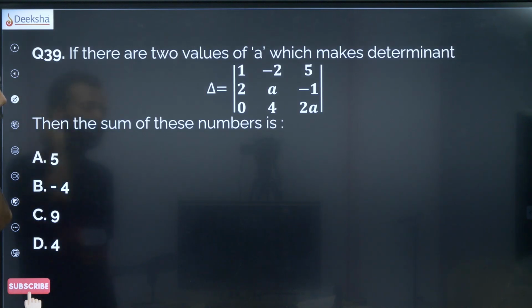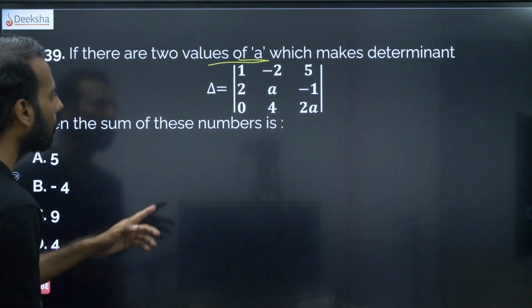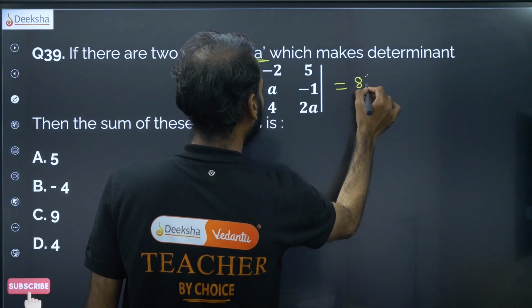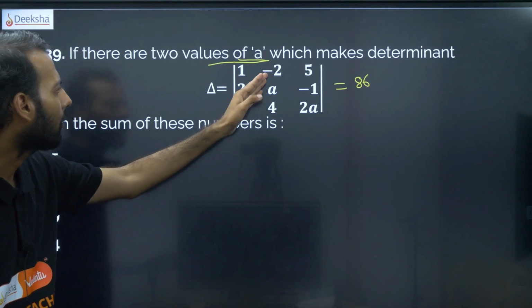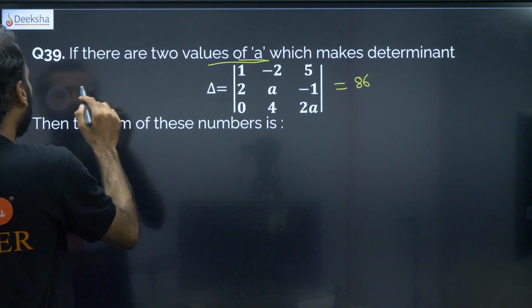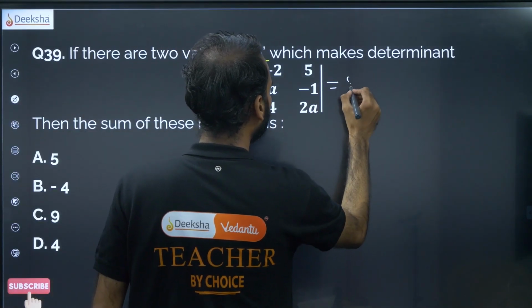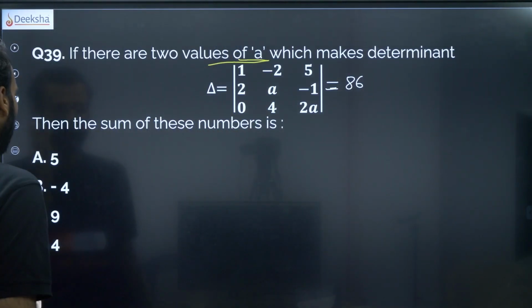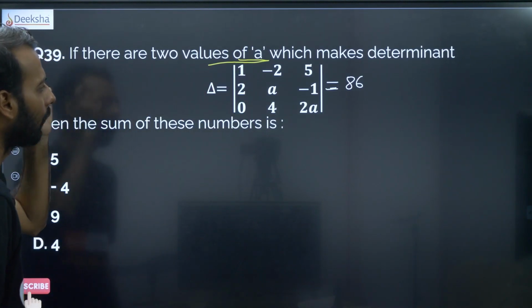If there are two values of a which make the determinant delta equal to 86, I tried solving this, but this question is incomplete without this data. There are two values of a which make the determinant some determinant they have given. This information is given in the question only. Don't consider this as me assuming it on my own. In the question only, this was given: equal to 86. This is a part of the question. Then the sum of these numbers is. So we have to simplify this determinant and then we'll see what will happen.